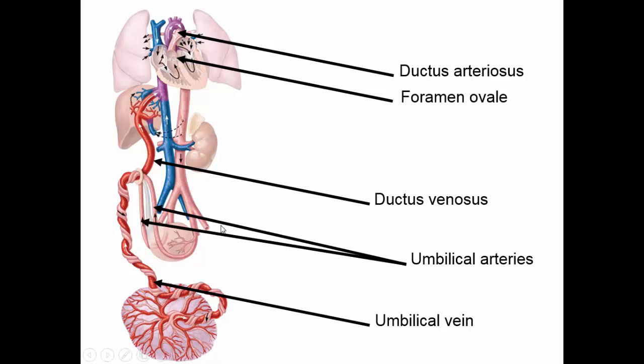Once it is circulated, the blood is collected in the umbilical arteries, which will carry the nutrient-poor, carbon dioxide-laden blood back to the placenta so that we can exchange waste products for nutrients and carbon dioxide for oxygen.